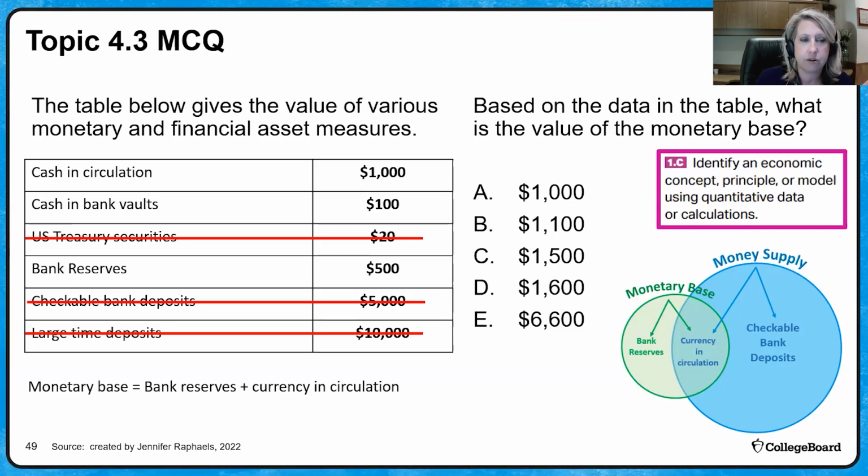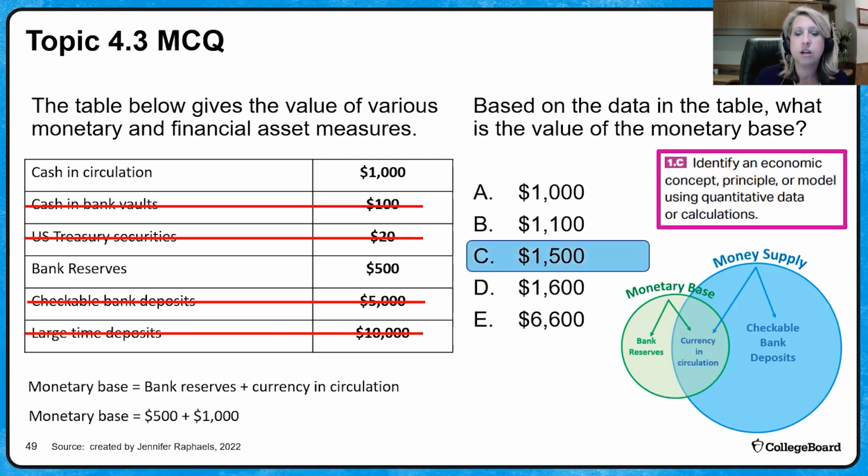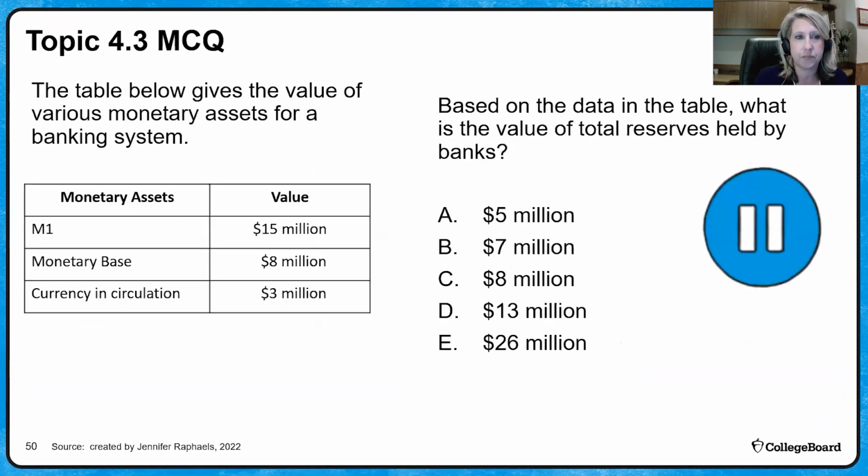But what gets tricky here is the cash in bank vaults. So cash in bank vaults, if it's not part of reserves, it's part of currency in circulation. So that is included in the $1,000 worth of cash in circulation. And so the monetary base in this case is 500 plus 1,000. So our answer is 1,500. Let's take a look at another one.